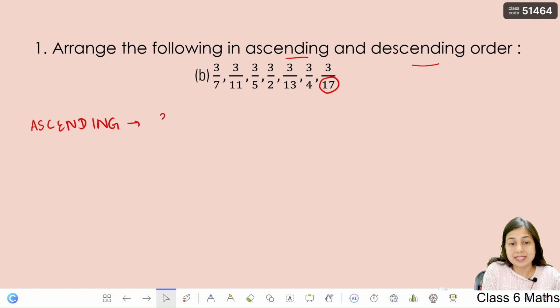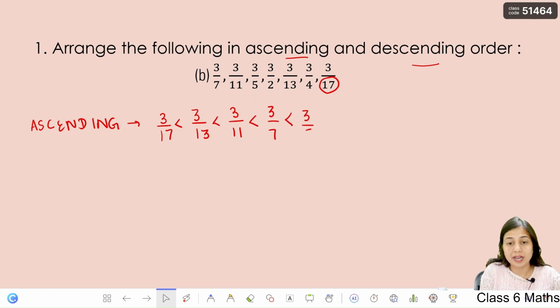So here 3 by 17 is the smallest fraction. After that, we have 3 by 13. Then we have 3 by 11. Then we have 3 by 7. Then we have 3 by 5. Then we have 3 by 4. And lastly, 3 by 2 is the largest fraction among them.